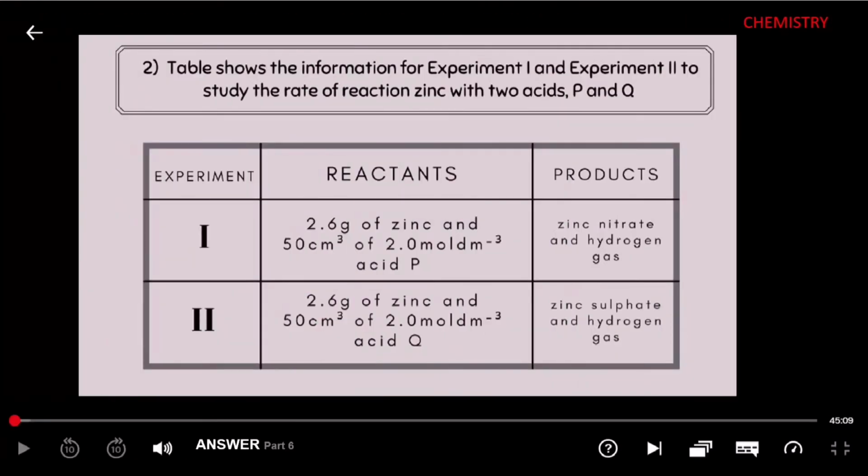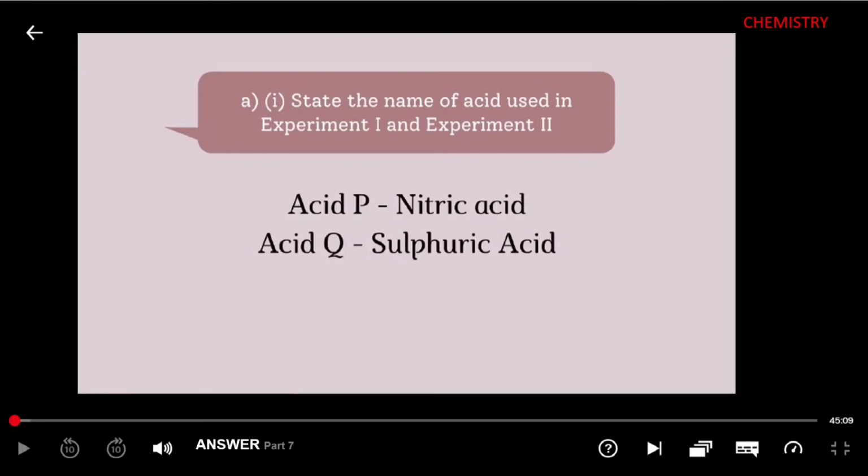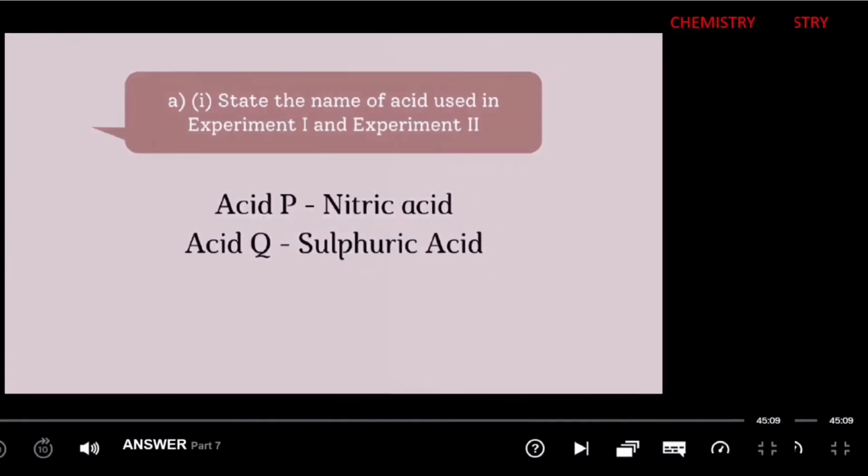Table 2 shows the information for experiment 1 and experiment 2 to study the rate of reaction of zinc with two acids P and Q. A. First Roman, state the name of the acid used in experiment 1 and experiment 2. The acid P is nitric acid and the acid Q is sulfuric acid. It is because the product of experiment 1 is zinc nitrate, while experiment 2 is zinc sulfate.